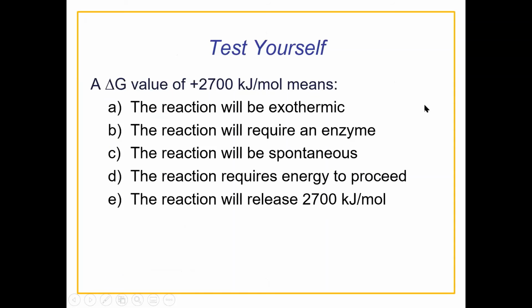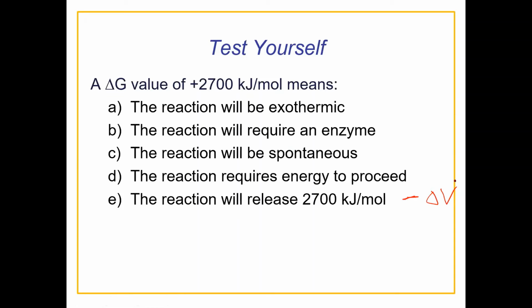Okay, I kind of said all that. So here's a sample multiple choice. We can try this one out. It says we have a positive delta G value. And okay, we've got to read all the answers here. It says the reaction will release 2,800 kilojoules per mole. I'm looking at E. I know that that one is a negative delta G because it's releasing energy.